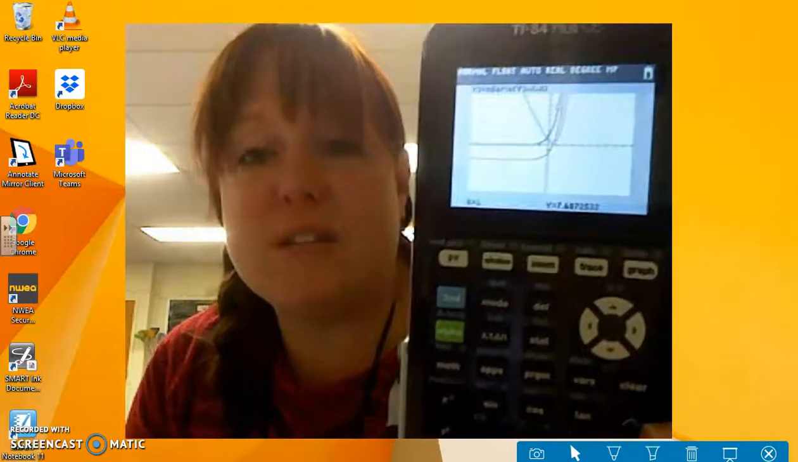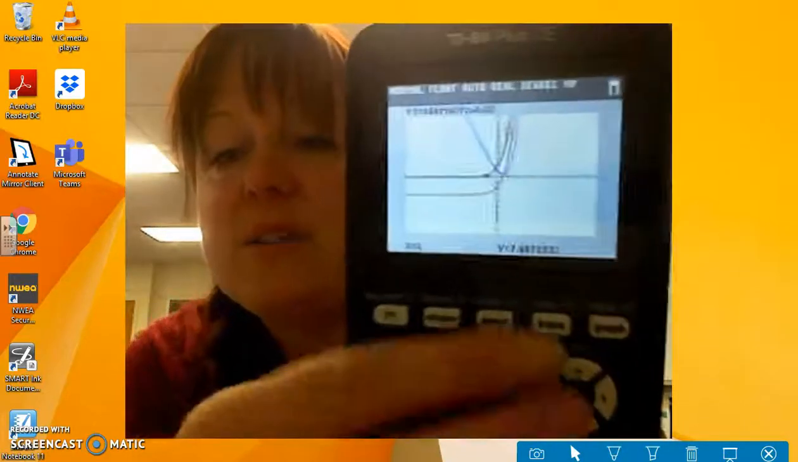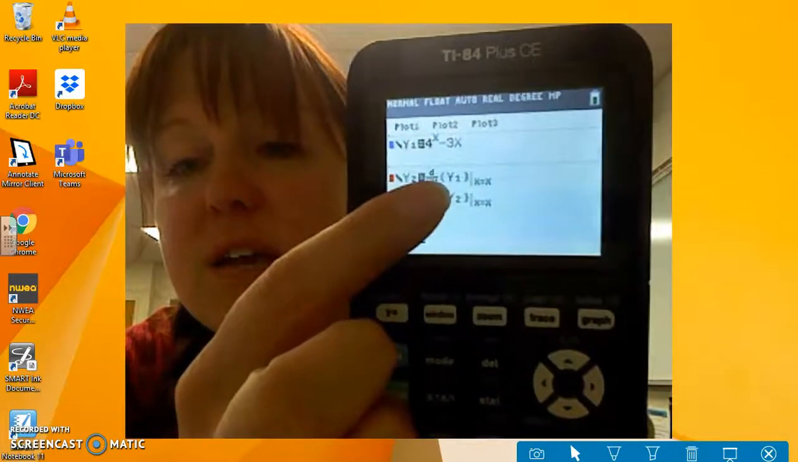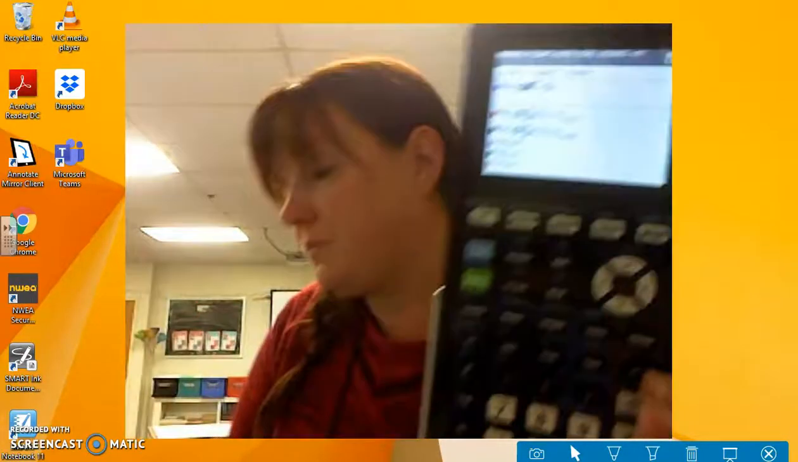Then we can graph. It says graph the first derivative. We already did that. So again, you're just going to go into your y equals, and you're going to put your derivative in, the derivative of the first function in.